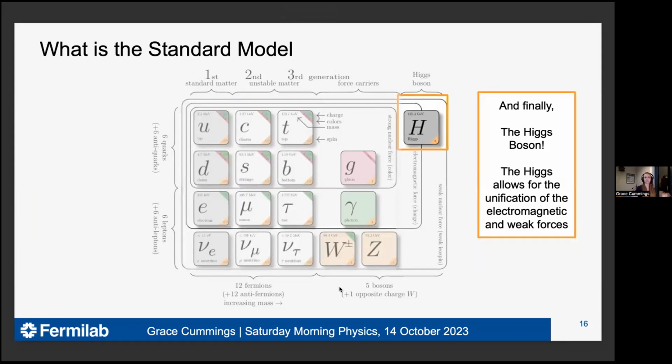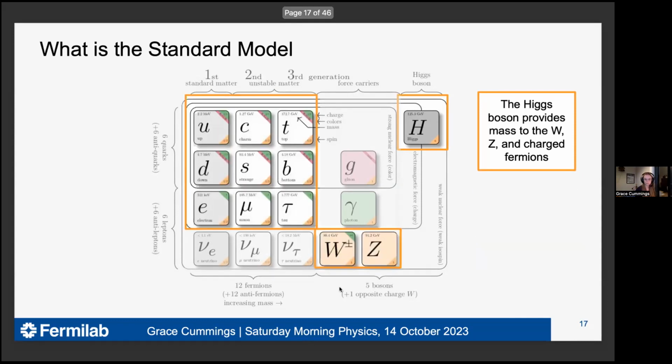Finally, that brings us to the Higgs boson. The Higgs boson is really special. I know that everyone says that, it's kind of trite at this point, but it really truly is. The Higgs boson allows for the unification of the electromagnetic and weak forces. So the photon and the W and Z boson are actually carriers of a similar force that is then broken down, which I'll talk about a little bit more as we go through my talk. The Higgs boson is also special in that it provides mass to the W and Z bosons and all of the charged fermions overall. So this is really why it brings the entire standard model together.